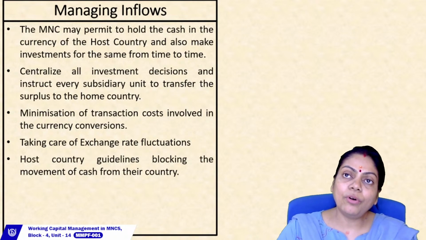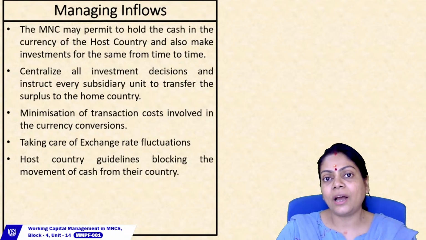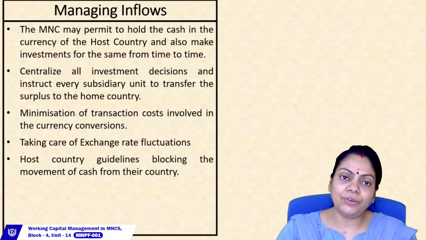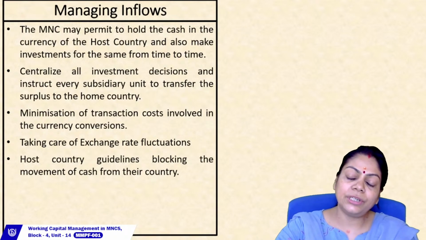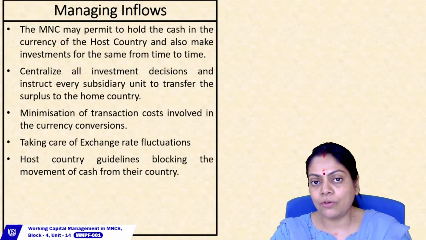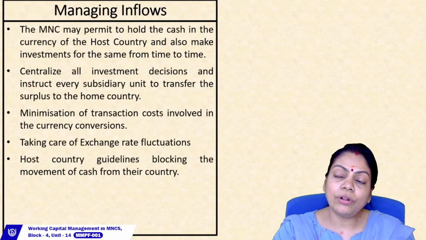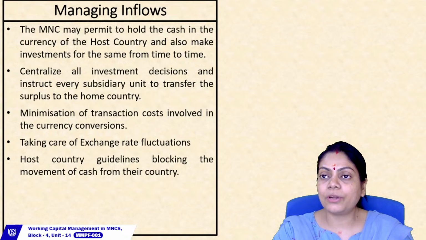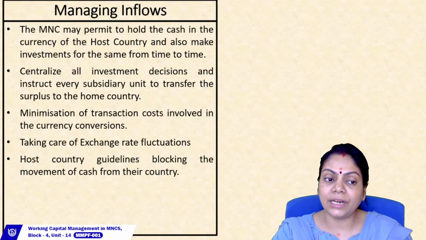Now you see, suppose I am operating now in, let us say, China, and I have instructed my China unit to collect the revenue in yuan and deposit the money in the account that is in China, in the yuan account, and do all the transactions in yuan only. And if they have any surplus yuan available with them, they can now invest that in China itself.